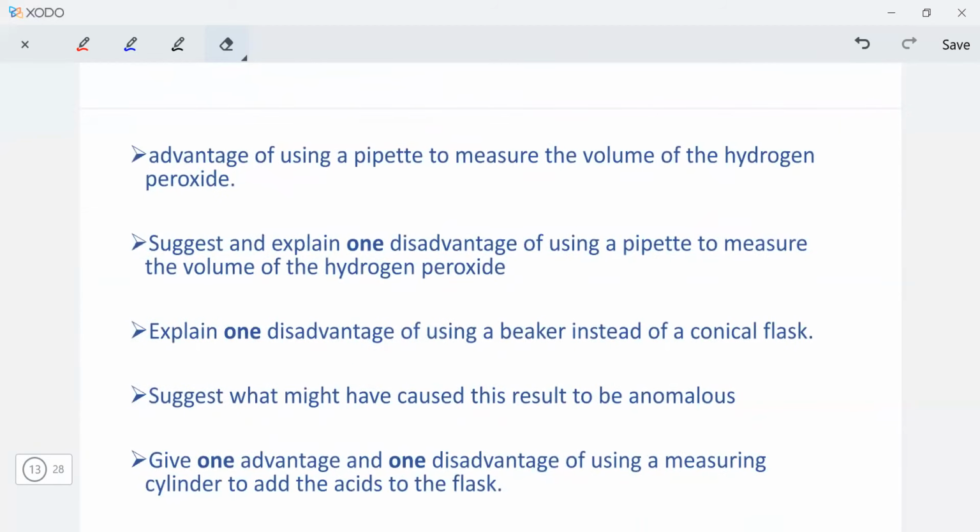Then here also one of the most common questions: the advantage of using a pipette to measure the volume of hydrogen peroxide.